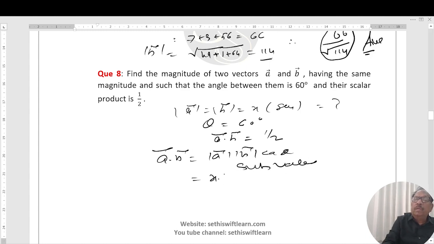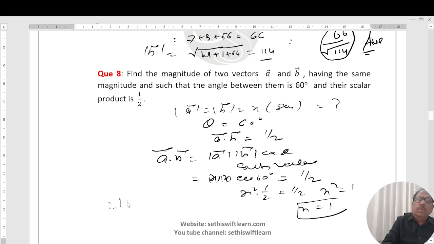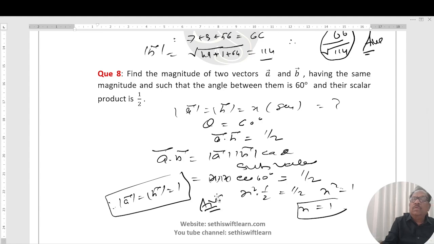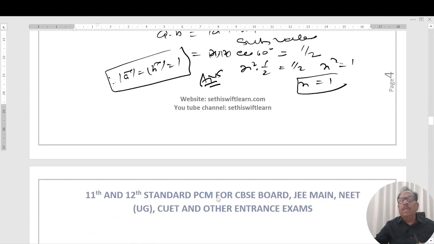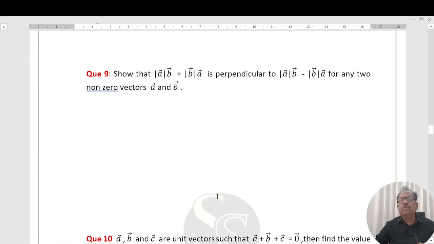Magnitude of A, x into x, into cos of 60 degree. According to the question, this is given to you as 1 by 2. So x square into 1 by 2 equal to 1 by 2. x square comes out to be 1. x comes out to be 1. Therefore, magnitude of A equal to magnitude of B equal to 1. This is the answer. I think it is a very simple question. It will be clear. Now let's start the next question.